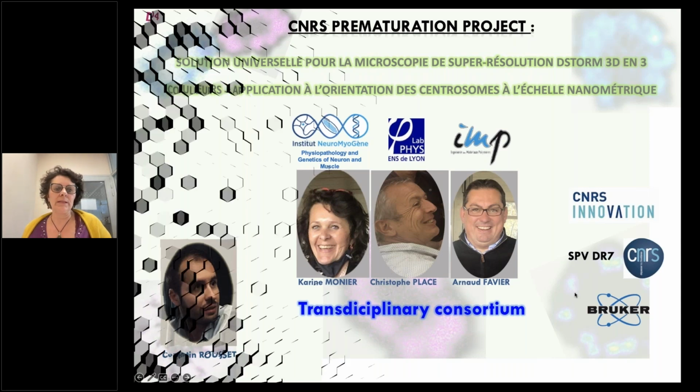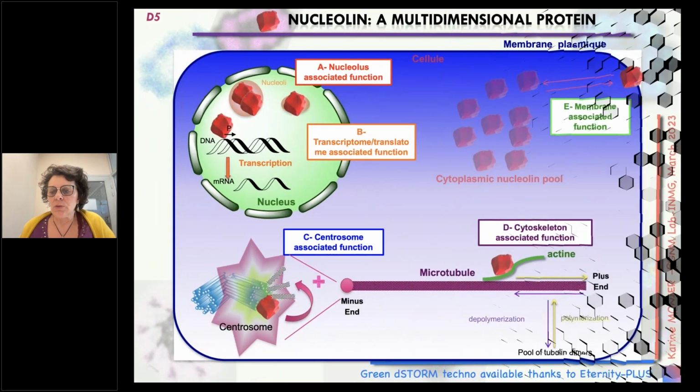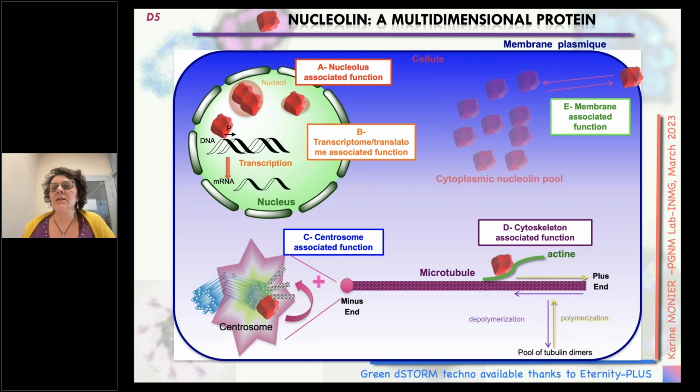I will present this project. So first, to start with some biology. We are interested in a protein that is called nucleolin. That is a multifunctional protein, and it was first described to be localized in the nucleolus, and it's involved in many processes associated with nuclear function, but also transcription and translation. And we found that it's also associated with the centrosome and specifically the mature centriole in our cells.